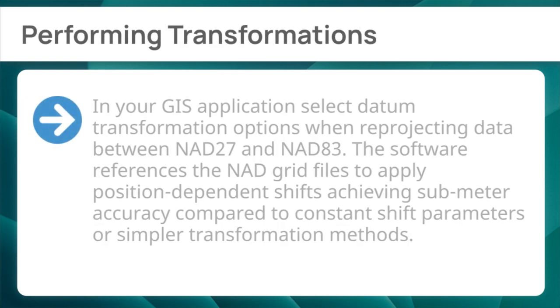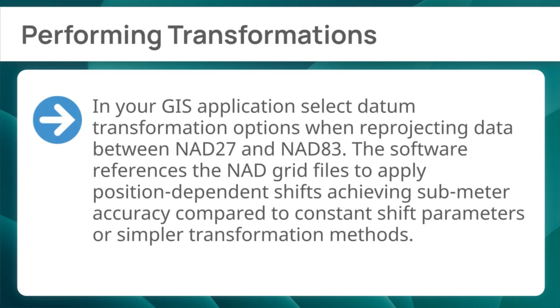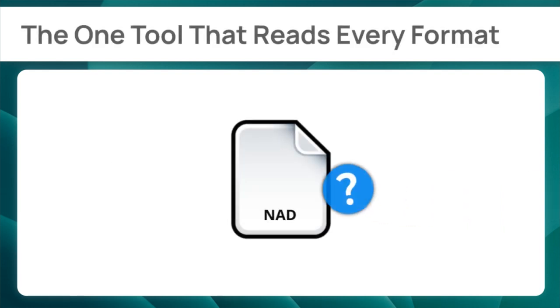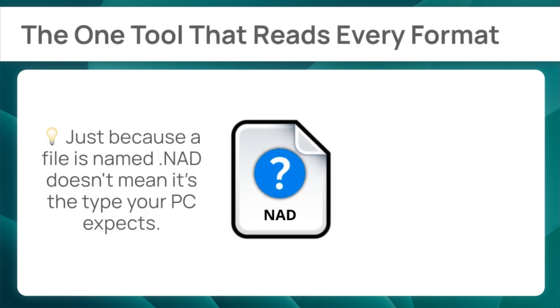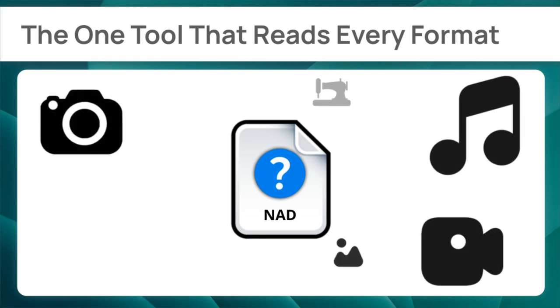Finally, performing transformations. In your GIS application, select Datum transformation options when reprojecting data between NAD 27 and NAD 83. The software references the NAD grid files to apply position-dependent shifts achieving submeter accuracy compared to constant shift parameters or simpler transformation methods. If compatibility checks failed, it is likely because the file extension name is shared by different developers for unrelated formats, causing your PC to use the wrong reading language.